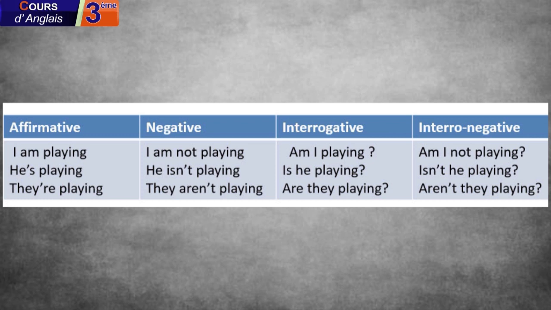Am I playing? Is he playing? Are they playing? And the last form is the negative interrogative form. Am I not playing? Isn't he playing? Aren't they playing? So these are the four forms of the present continuous.